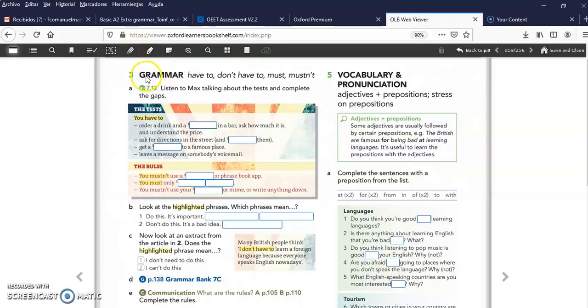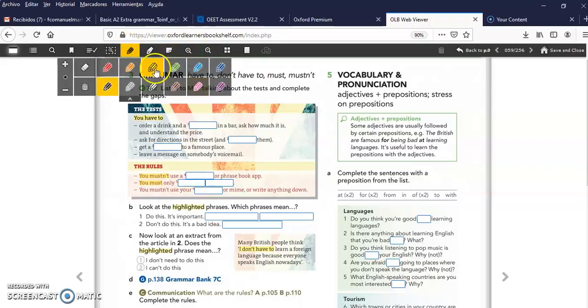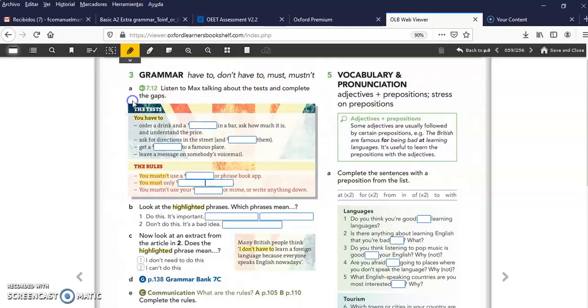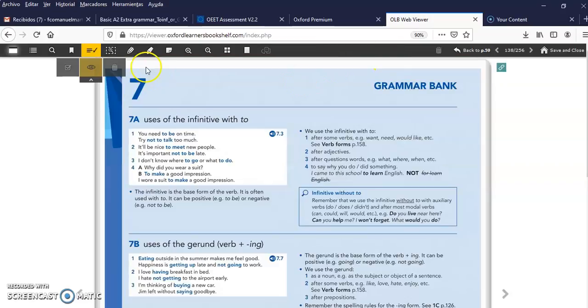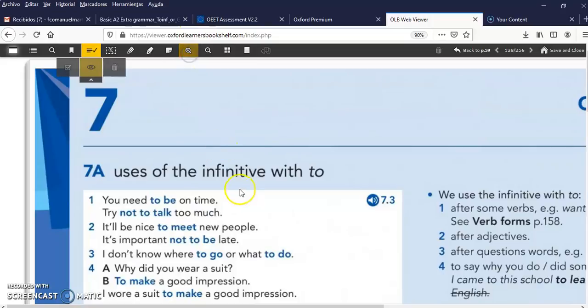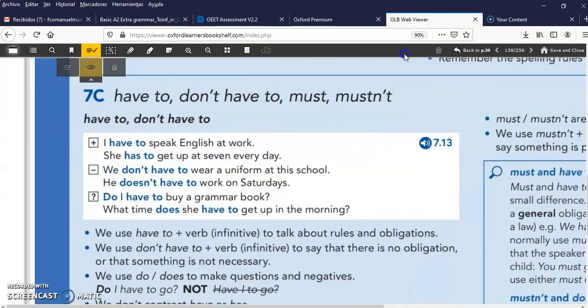The grammar we're talking about is have to, don't have to, must, and mustn't. Okay, and to do it, I'll go straight to the page. I don't know the page, but in my book it's 138, Grammar Bank 7C. Okay, I'll go there. Okay, look.